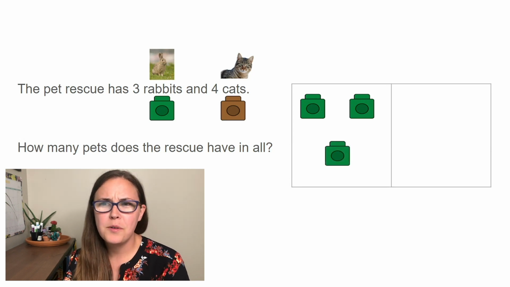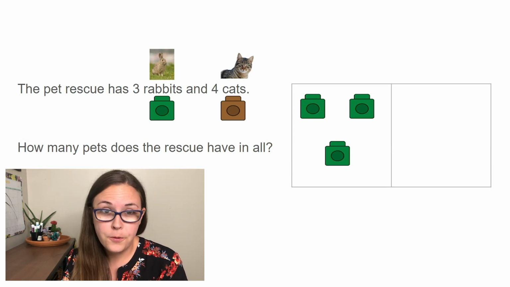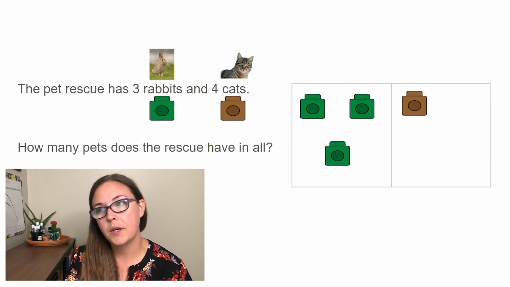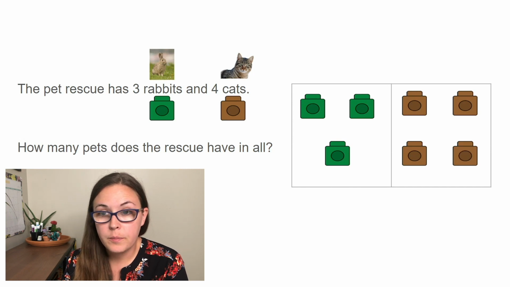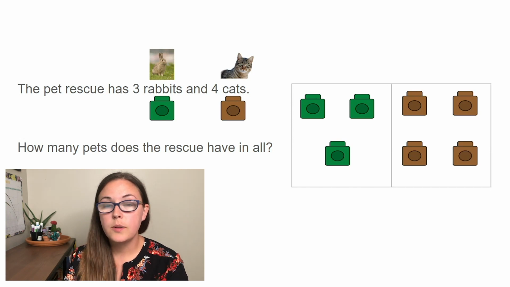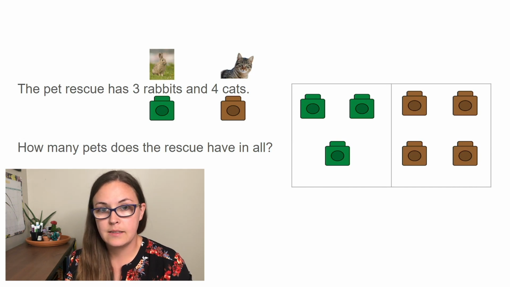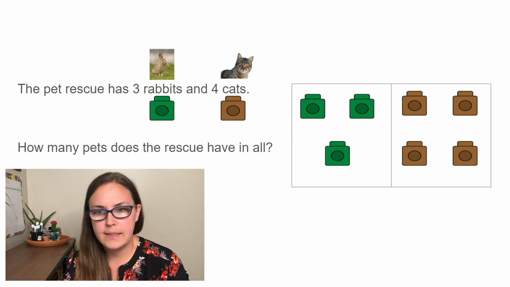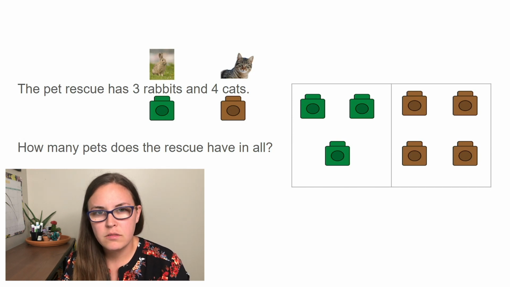And do you remember how many we need on the right side of the map? That's right, we need 4 because the rescue has 4 cats. So let's put those in. 1, 2, 3, 4. So here we have modeled 3 rabbits and 4 cats. But the question for our problem is how many pets does the rescue have in all? Well, how do I figure that out?